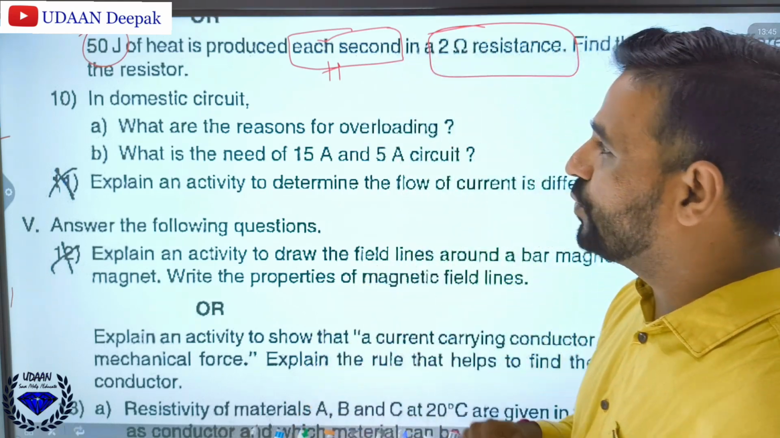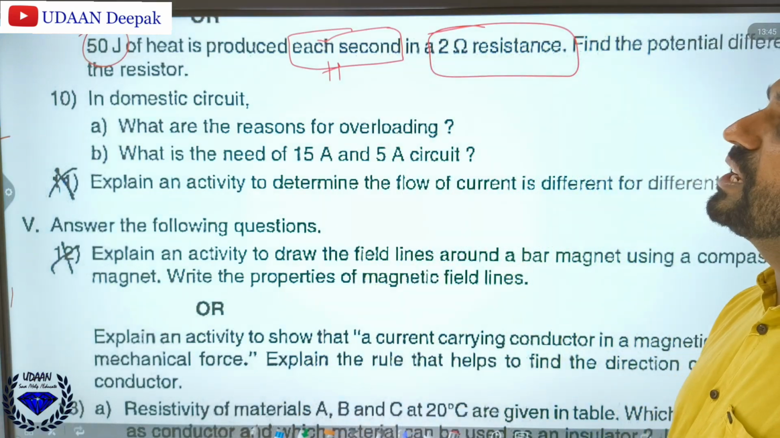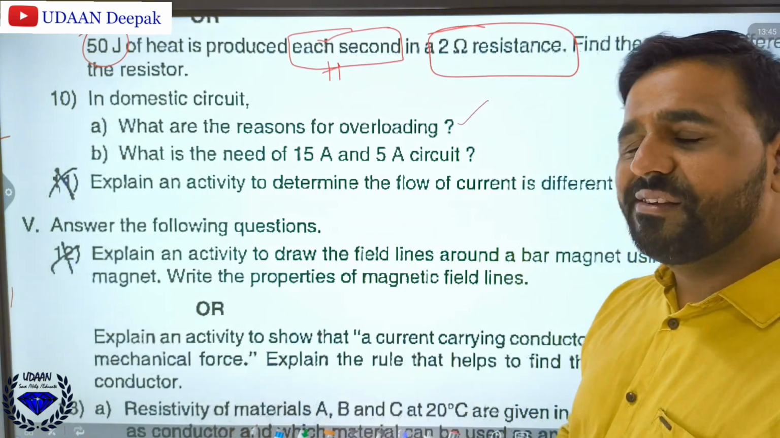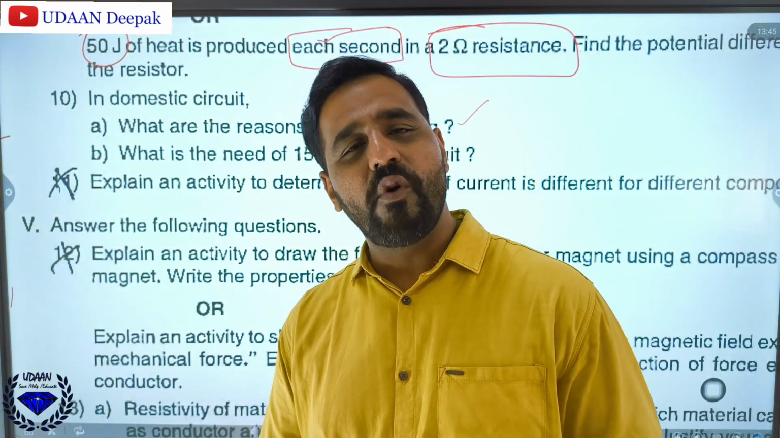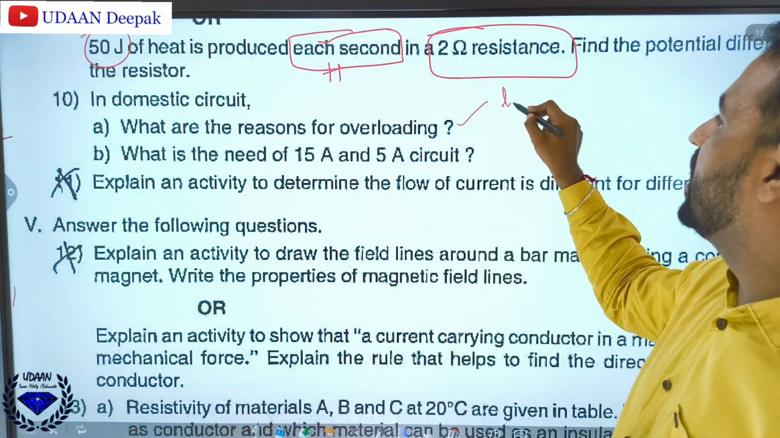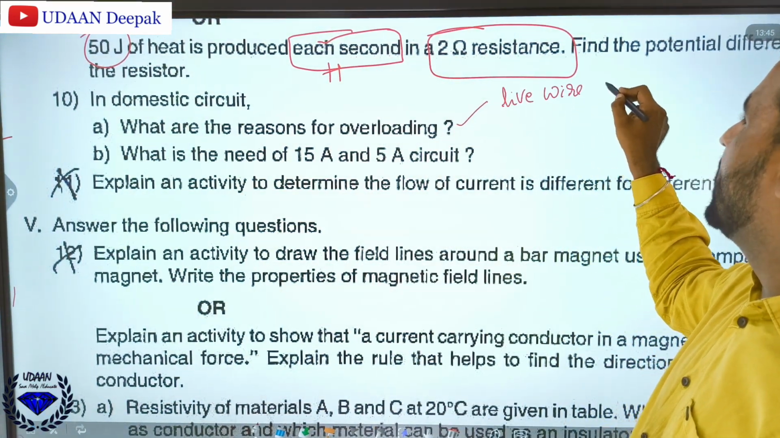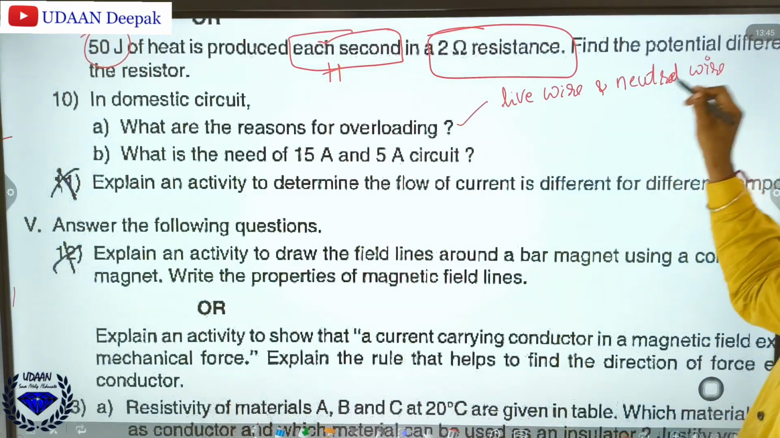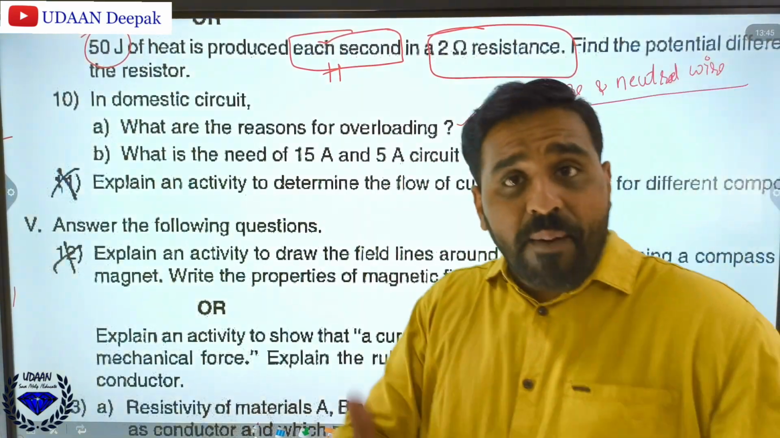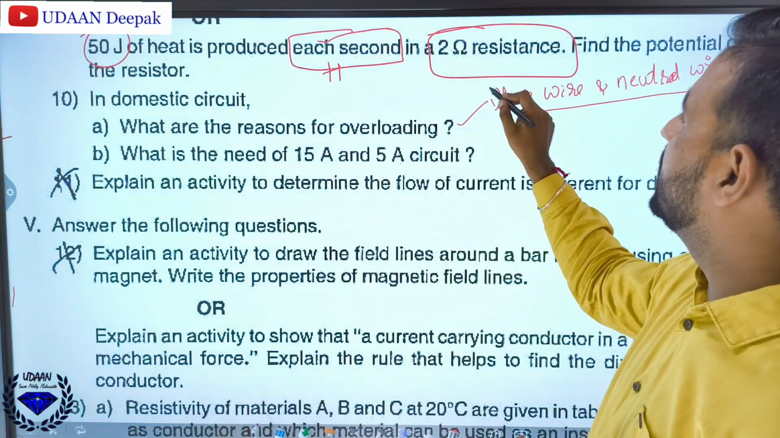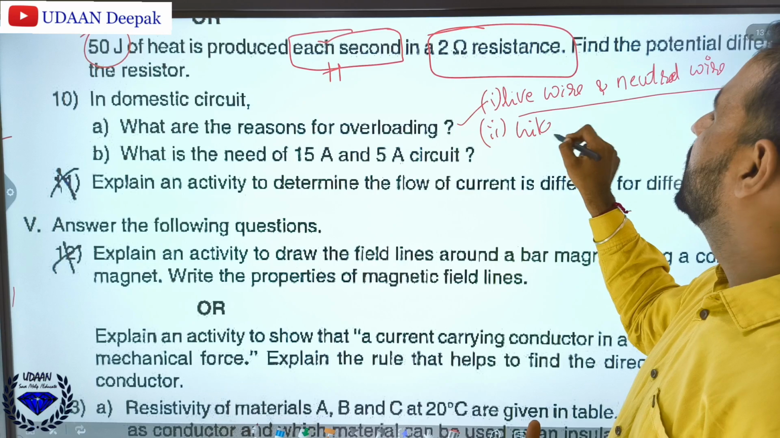Coming to the next one: in a domestic circuit, what are the reasons for overloading? You should at least take 2 to 3 points for this. First, if the live wire, that is the red wire, and the neutral wire touch, then the current abruptly increases, due to which overloading will happen. This is the first point. The second one is an accidental hike in current.